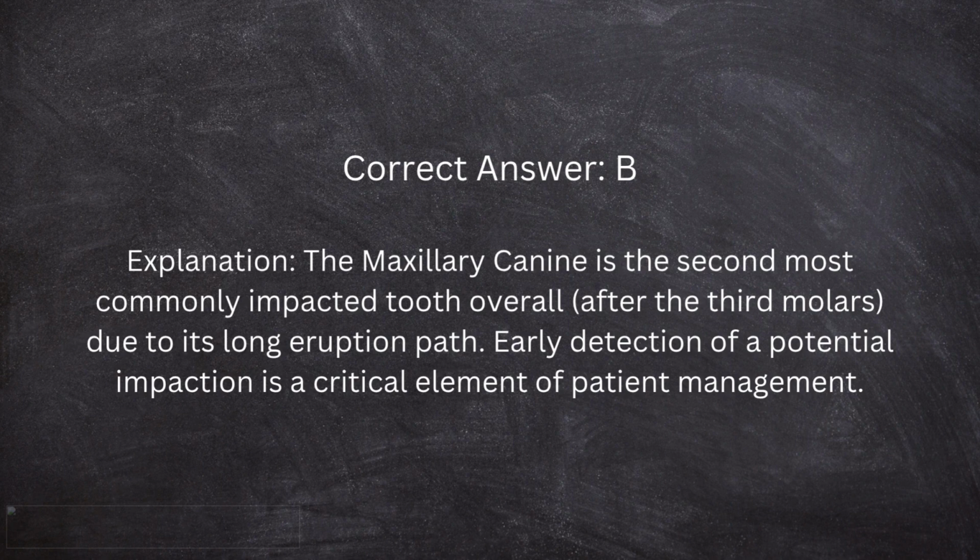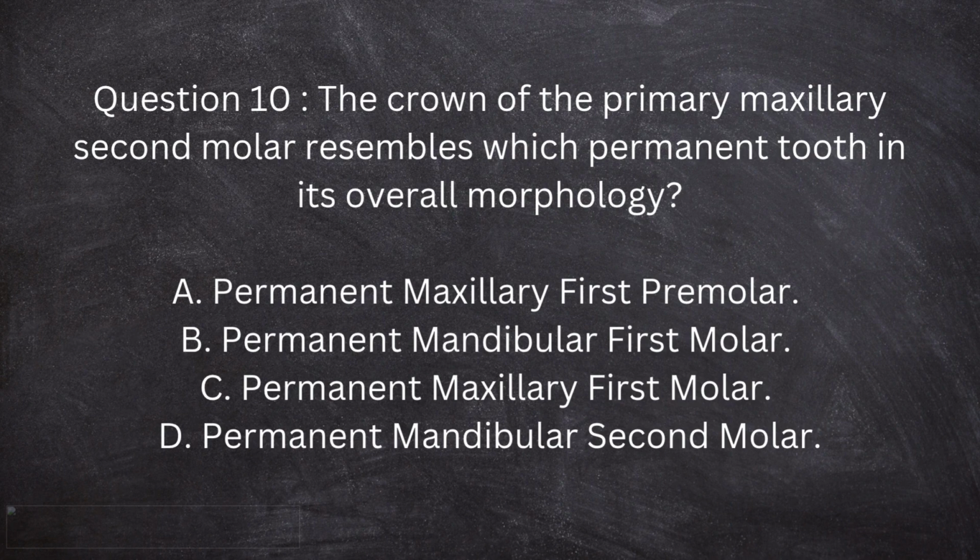Question 10. The crown of the primary maxillary second molar resembles which permanent tooth in its overall morphology? A. Permanent maxillary first premolar, B. Permanent mandibular first molar, C. Permanent maxillary first molar, D. Permanent mandibular second molar. Correct answer: C.